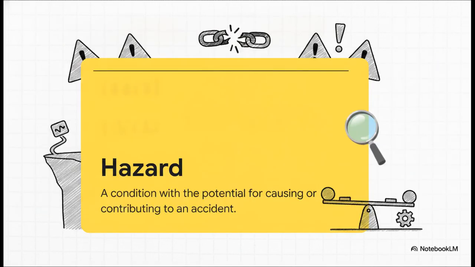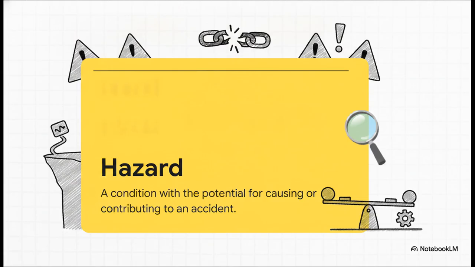Before we go any further, let's pause and explicitly define our terms, because students mix this up all the time. A hazard is a condition with the potential for causing or contributing to an accident. It is crucially important to understand that a hazard is not the accident itself. Think of it like a puddle of oil on a factory floor. The puddle is the hazard.